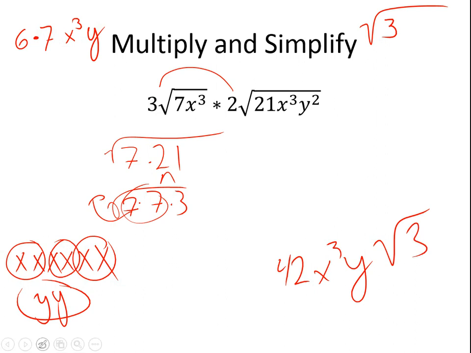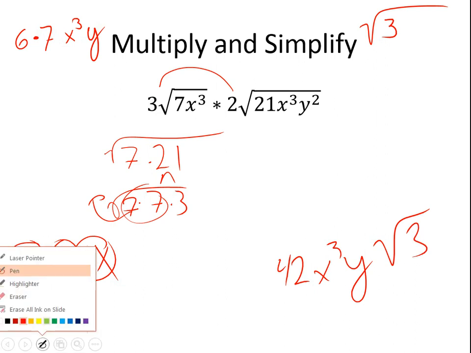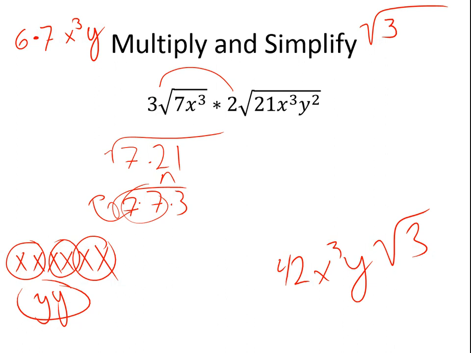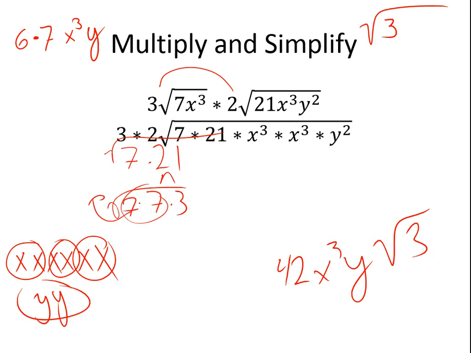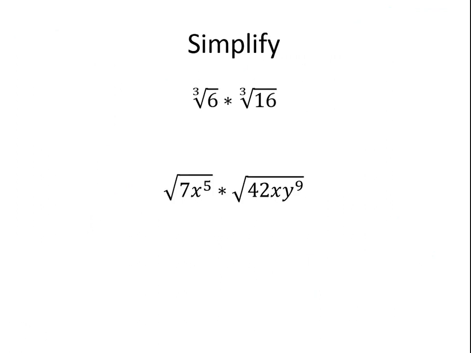So when we multiply these together and simplify, we end up having our answer as 42 x cubed y square root of 3. And that would be our simplified form. So again, depending on how you want to put it together, you can simplify it first and then move on, or you can multiply it and then simplify it from there and take things out from underneath the radical. Either way is fine. Whichever one you're more comfortable with is fine.